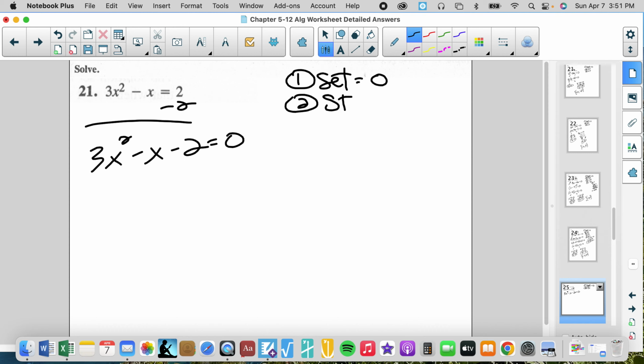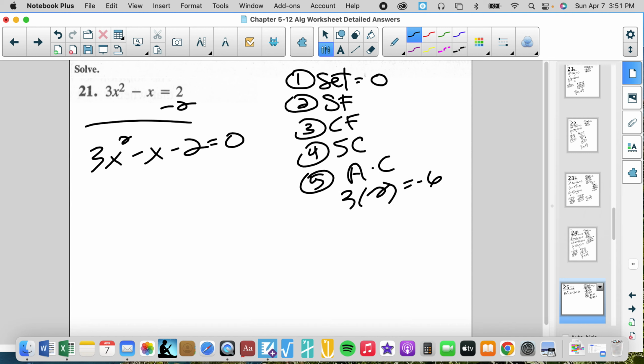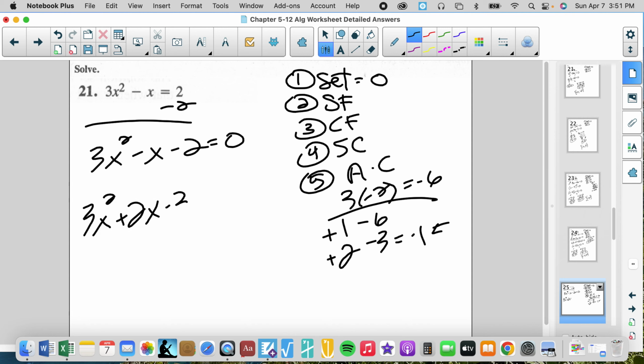So in standard form, common factor, no. Special case, no. A times C, that's 3 times negative 2 is negative 6. 1 and 6, 2 and 3. Signs are different. Bigger is negative. That's negative 1. So 3x squared plus 2x minus 3x minus 2 equals 0.